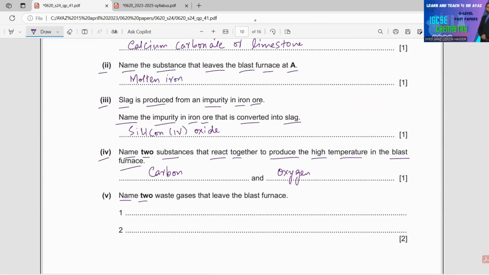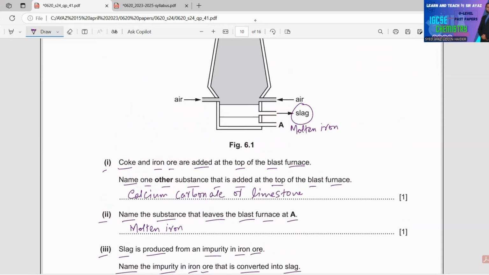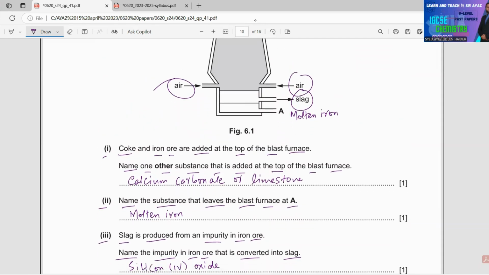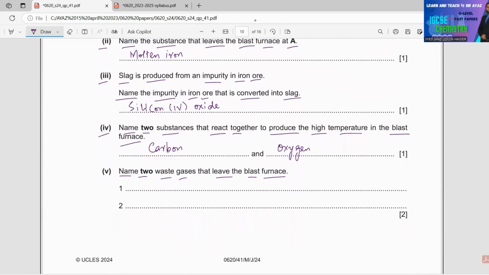Number 5. Name 2 waste gases that leave the blast furnace. Now we have hot air introduced here. So we know that in the air we have other gases also. So those gases will leave the blast furnace. So you can write any 2 from nitrogen, argon. Argon is the only inert gas that's present in a high percentage in the air. And carbon dioxide also leaves the blast furnace. So I will write carbon dioxide.